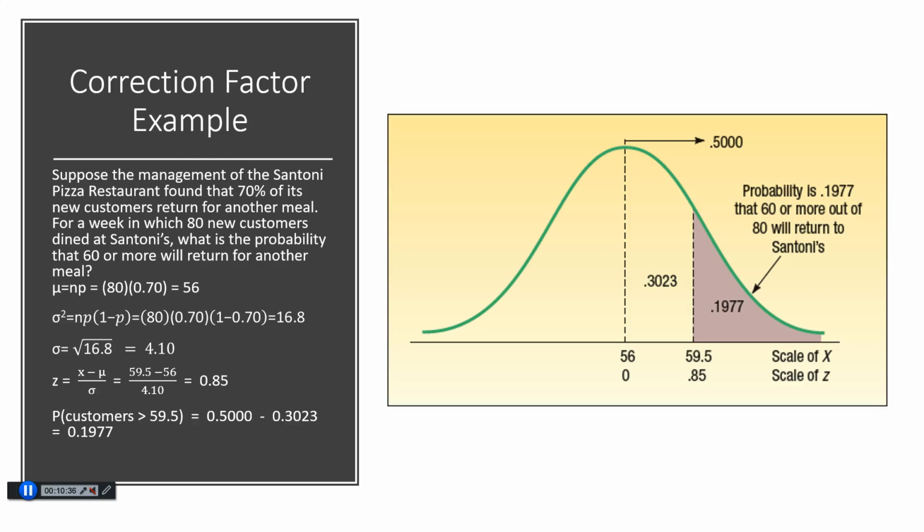And then you can use your Z tables to find a Z that corresponds with about 0.85, and we see that that corresponds to an area of 0.3023. And so then we can calculate the area beyond 59.5 by subtracting 0.5 minus 0.3023 to get 0.1977. And this result is nearly identical with the binomial result that we would get of 0.197.